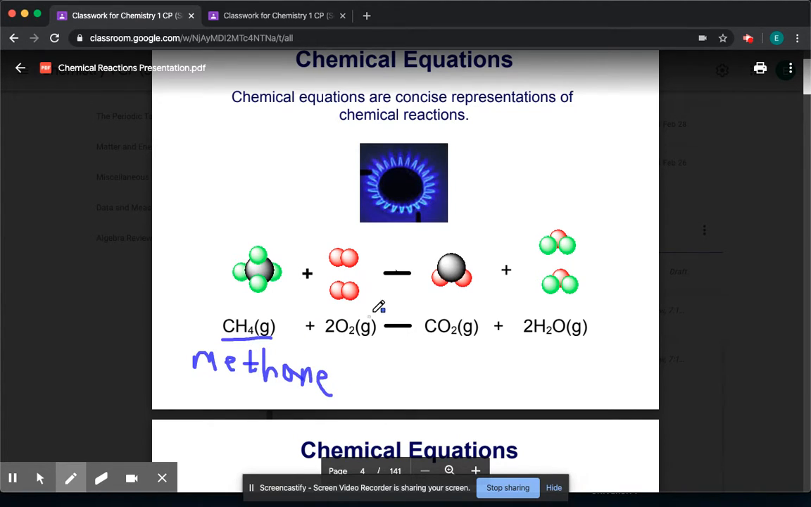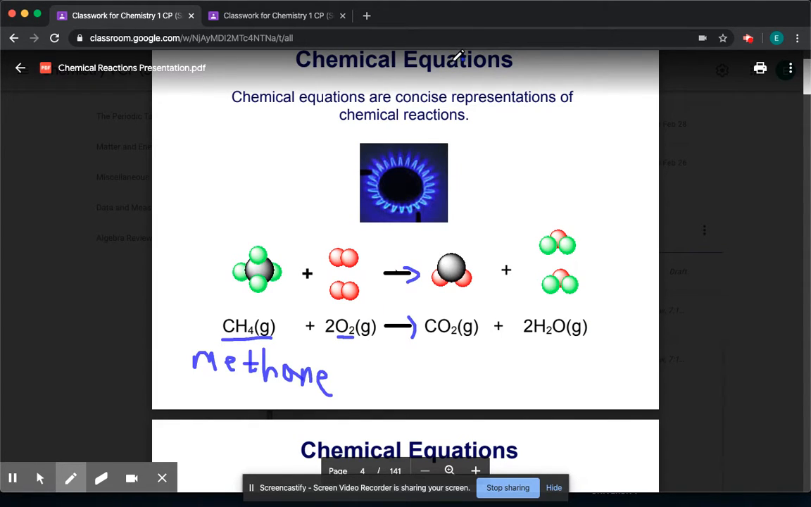Methane is reacting with oxygen, O2. O2 is just oxygen. And it produces... So know that these equations should all have an arrow here. So what this is saying is CH4, which is methane, is being combined with oxygen somehow, to make carbon dioxide and H2O, which is water.